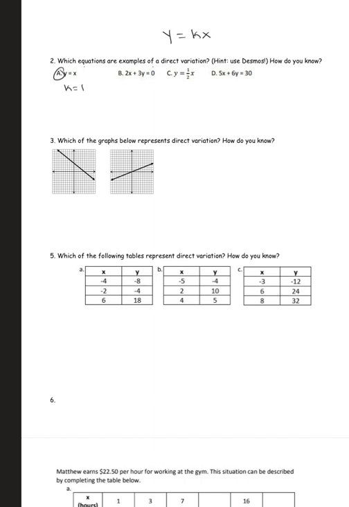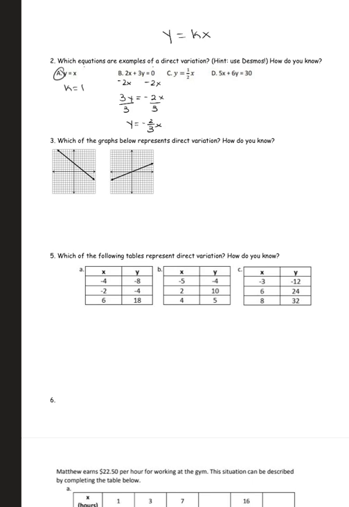All right. For B, let's solve this one out. Let's solve it for y to see if we get a direct variation. So I'm going to subtract 2x from both sides, and I get 3y is equal to negative 2x. Divide both sides by 3, and y is equal to negative 2 over 3x. So again, B looks like it is a direct variation, but the issue is it is negative. So remember, our constant of proportionality, our k, is always a positive number.